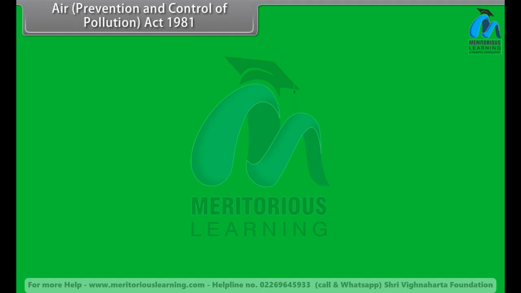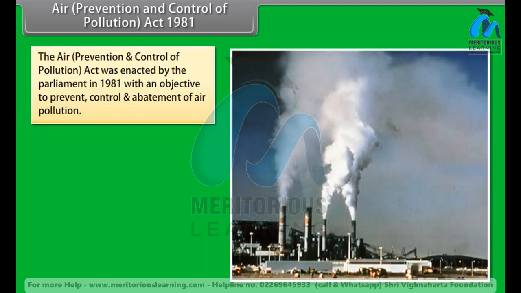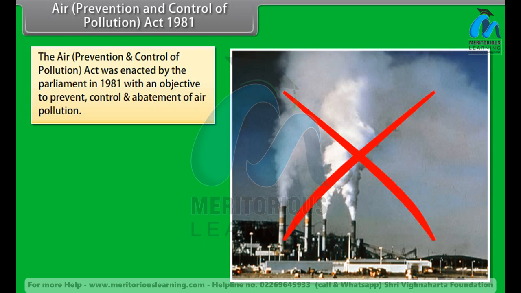Air Prevention and Control of Pollution Act 1981. The Air Prevention and Control of Pollution Act was enacted by the Parliament in 1981 with an objective to prevent, control and abatement of air pollution.